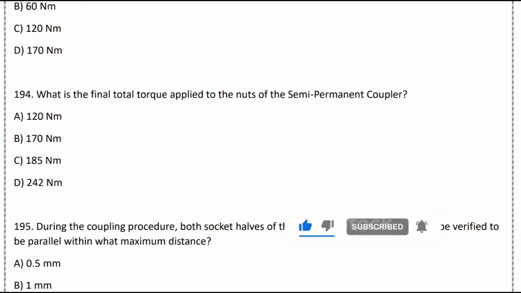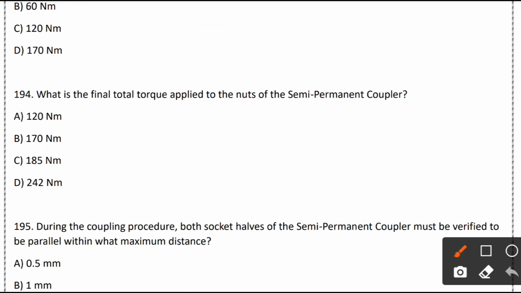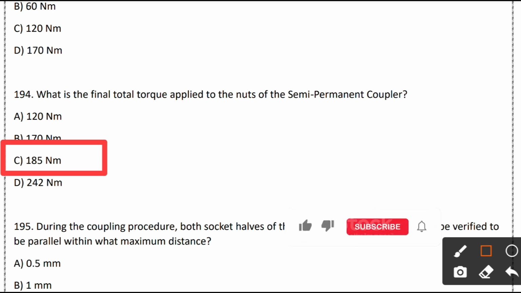194. What is the final total torque applied to the nuts of the semi-permanent coupler? A. 120 Newton meters. B. 170 Newton meters. C. 185 Newton meters. D. 242 Newton meters. The correct answer is C. 185 Newton meters.